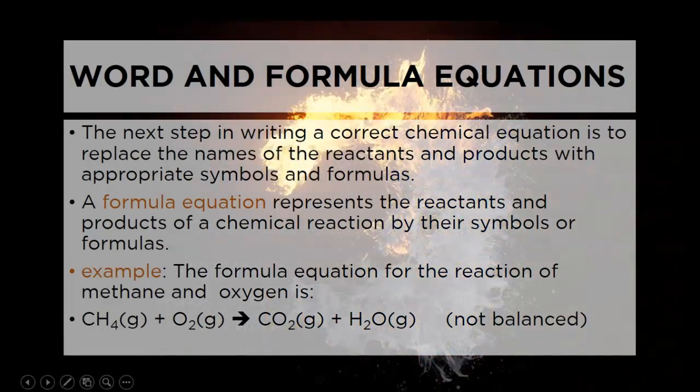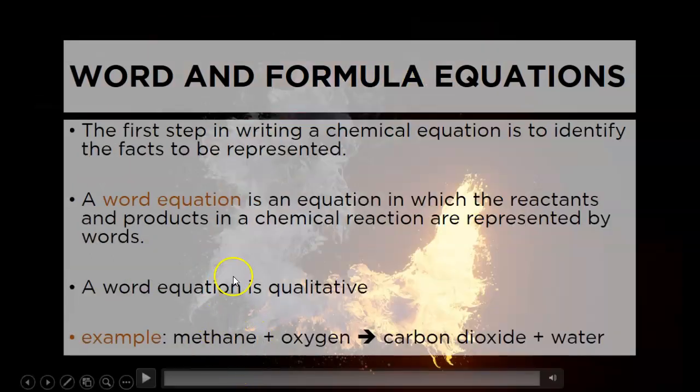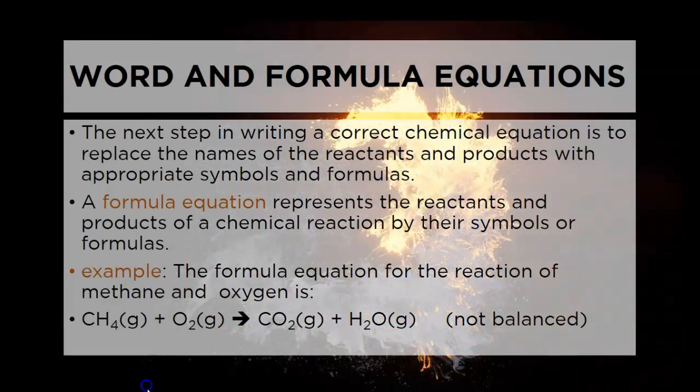What I can do is turn that into what's called a formula equation, which takes all my words and turns them into formulas. So methane actually has a formula known as CH4. Oxygen gas is still O2. Carbon dioxide and water vapor, which is H2O. Notice this equation is not balanced, but that turns our word equation, which was qualitative, into a formula equation, which we're going to make quantitative.